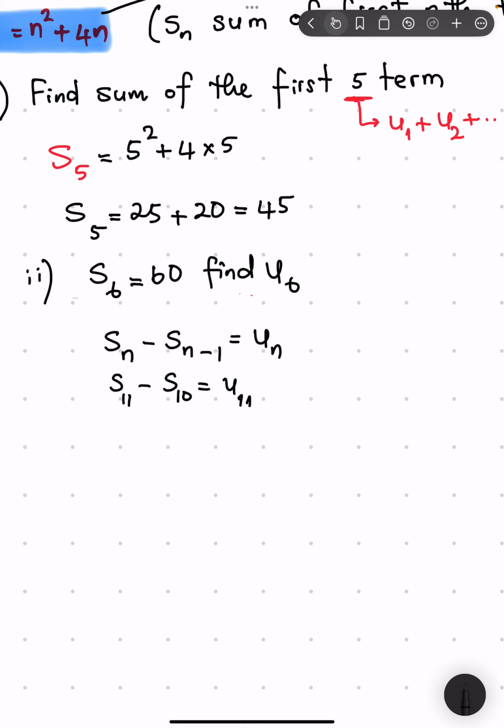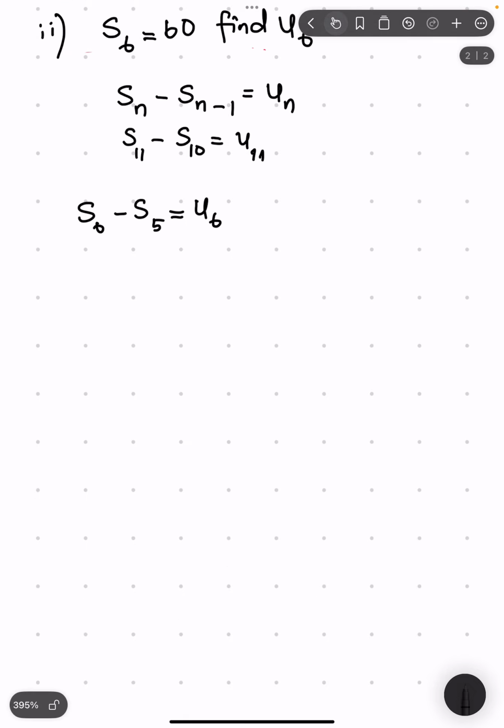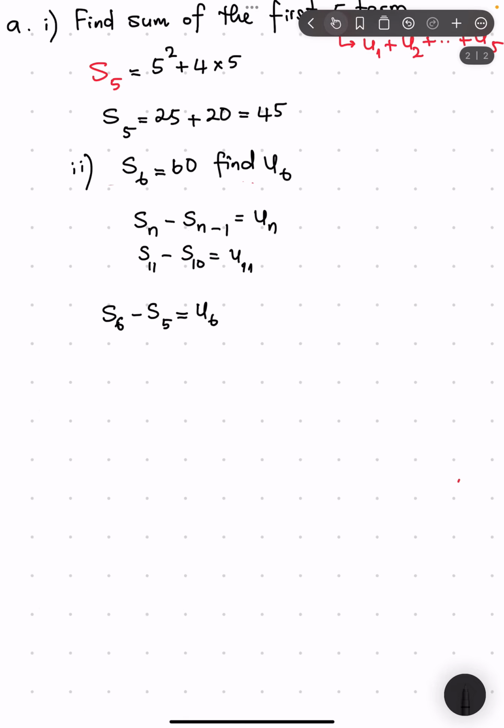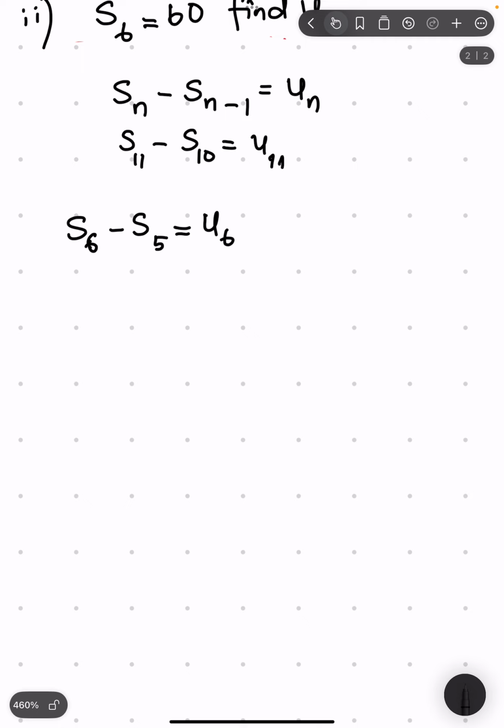For ours, we want to find U6, right? We can find it by using S6 minus S5 equal to U6. Here S5 we already found, which is 45, and S6 is 60, right? So 60 minus 45 equals U6. So then we got U6 equal to 25. Oh, I'm sorry, 15. That's all.